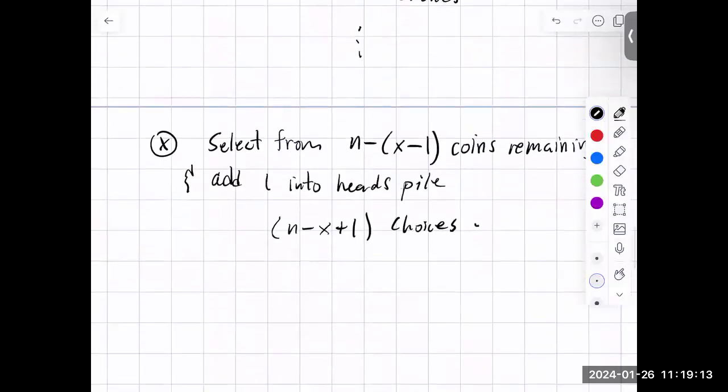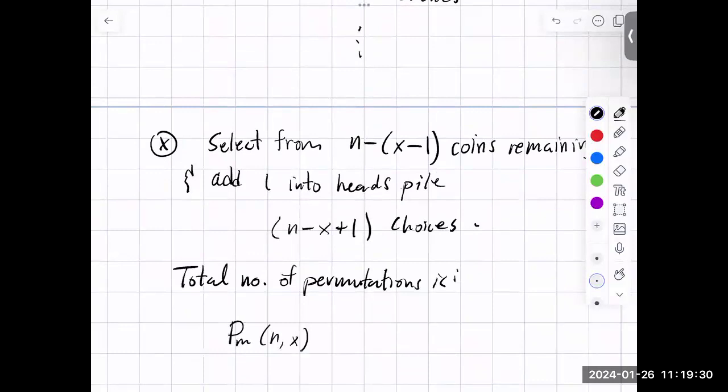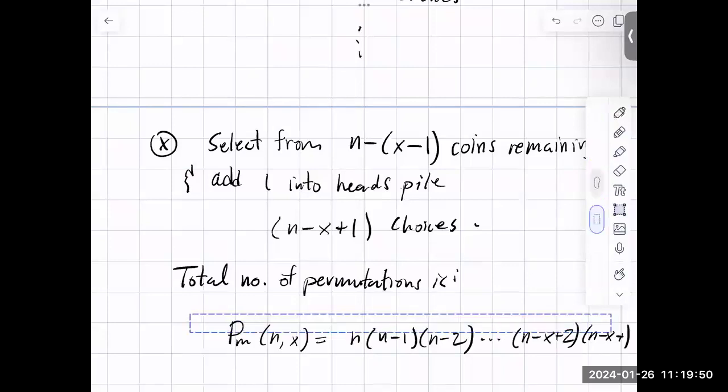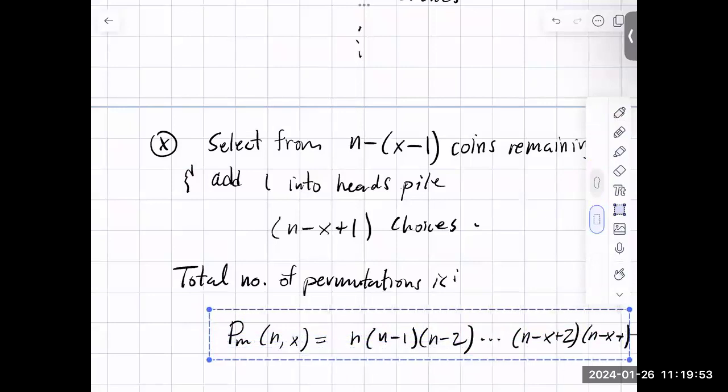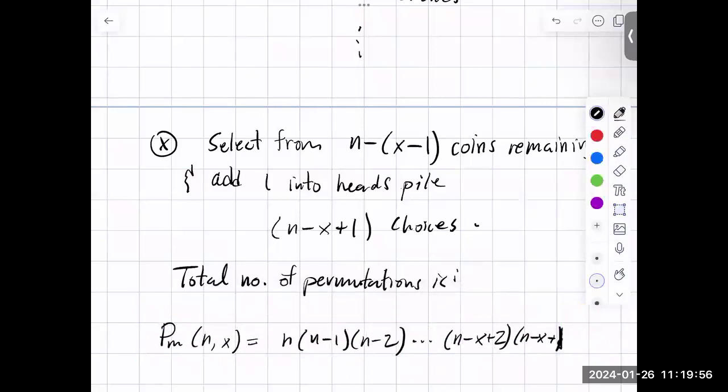All right, so then the total number of permutations is, okay, it's going to be PM N X. Well, we first had N choices, then we had N minus 1, then we didn't write it down, but we would have N minus 2, and then we would go to N minus X plus 2, and then we would get to N minus X plus 1, and then after we made that last choice, we would have our X coins in the heads pile, and we would be finished. Sorry, I need my plus 1 in there. Plus 1.